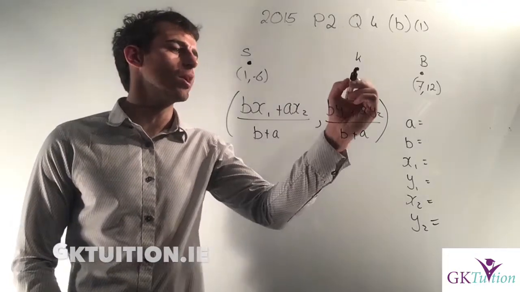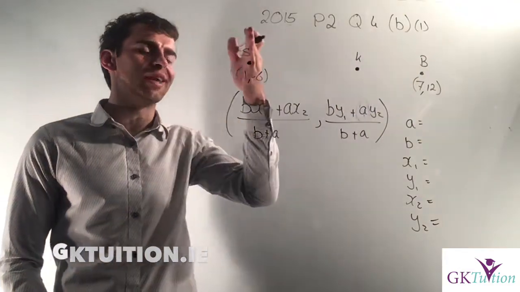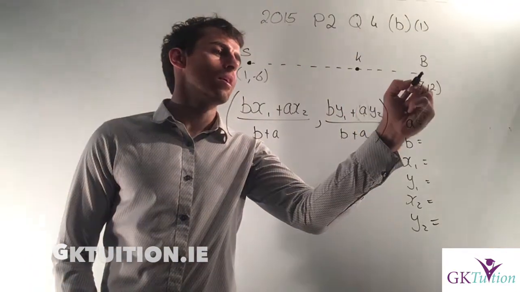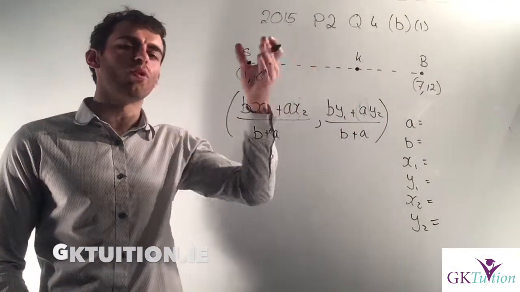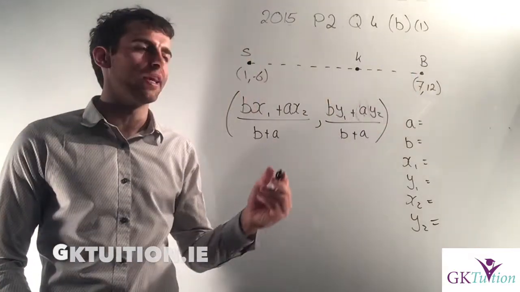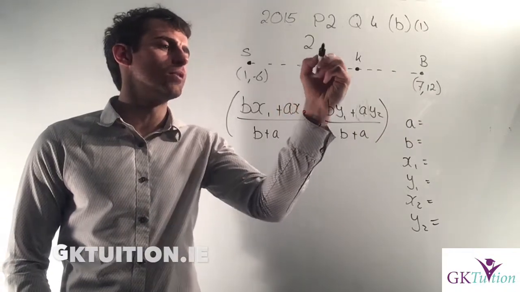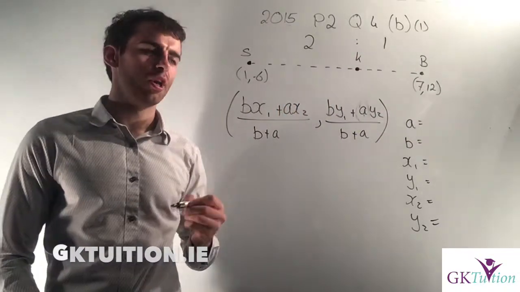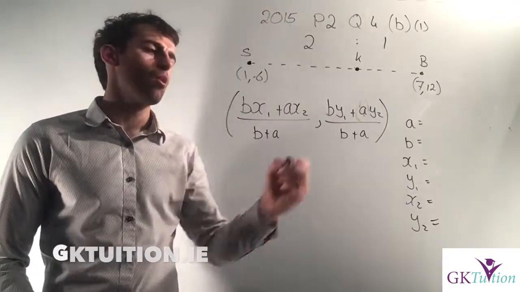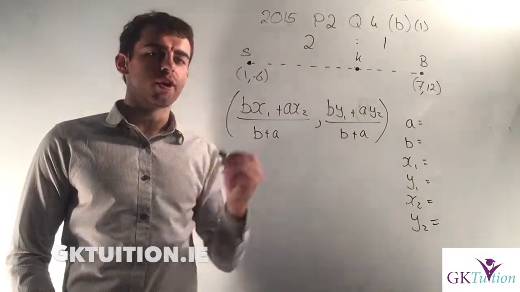So in other words, the distance from K to B is 1/3 of the distance from S to B. So you should recognise that I can work out the ratio of this line. If the distance from here to here is 1/3 of the whole thing, then that means K splits the line SB in a ratio of 2 is to 1. 2/3 of the radius of the big circle is from S to K. 1/3 of it is from K to B. And we're asked to find the coordinates of K.